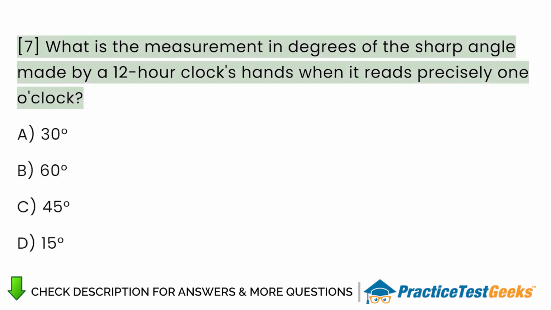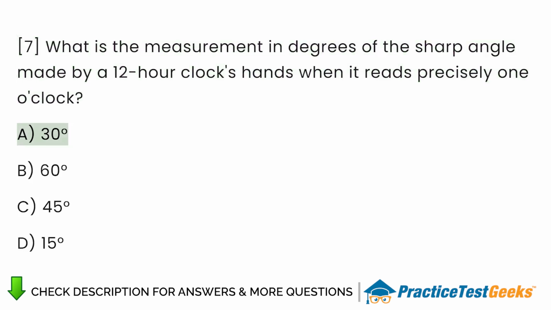What is the measurement in degrees of the sharp angle made by a 12-hour clock's hands when it reads precisely 1 o'clock? A. 30 degrees. B. 60 degrees. C. 45 degrees. D. 15 degrees.